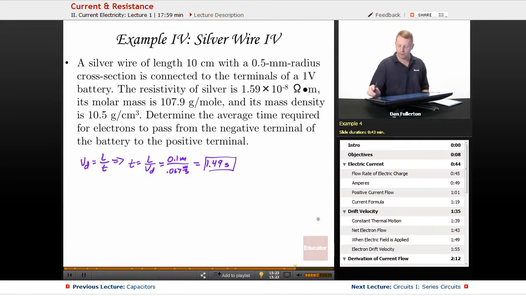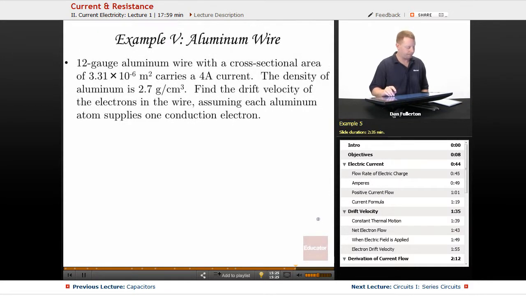All right, let's take a look at one last example problem. A 12-gauge aluminum wire with a cross-sectional area of 3.31 times 10 to the minus 6 square meters carries a 4-amp current. The density of aluminum is 2.7 grams per cubic centimeter. Find the drift velocity of the electrons in the wire, assuming each aluminum atom supplies one conduction electron.